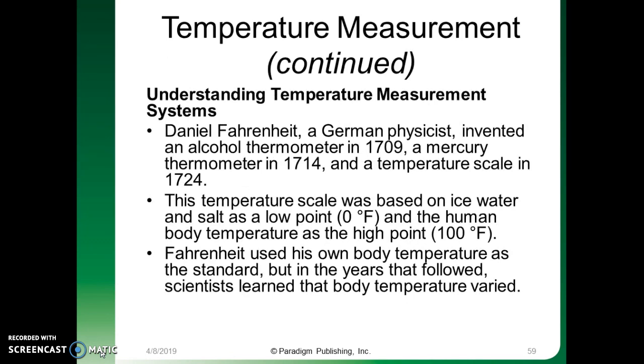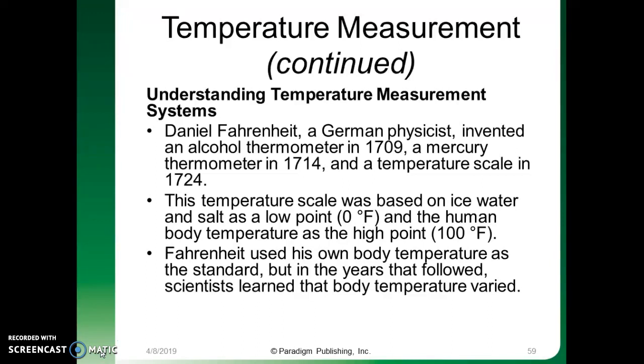Daniel Fahrenheit, a German physicist, invented an alcohol thermometer in 1709 and then went on to create a mercury thermometer in 1714, and then came up with the temperature scale in 1724. This scale was based on ice, water, and salt as a low point of 0 degrees Fahrenheit and the human body temperature as the high point of 100 degrees Fahrenheit.